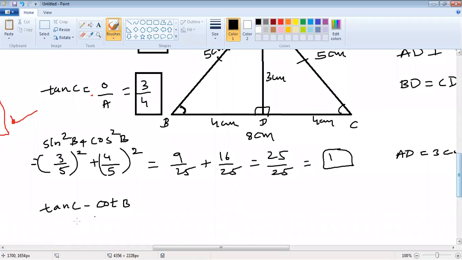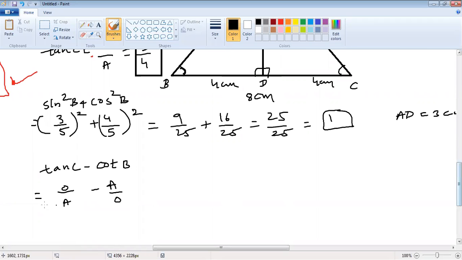Now what we have to calculate? Tan C. Tan C will be opposite upon adjacent. So minus cot B. Cot B would be a reciprocal of tan B. So that is reciprocal of tan, that will become adjacent upon opposite. But students, see to it that which triangles to be chosen or which angles to be taken as a reference angle.